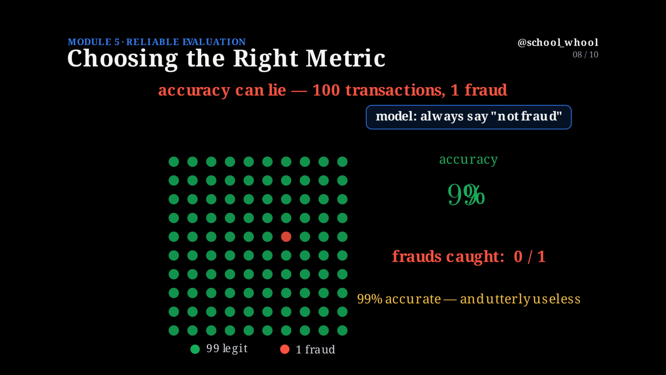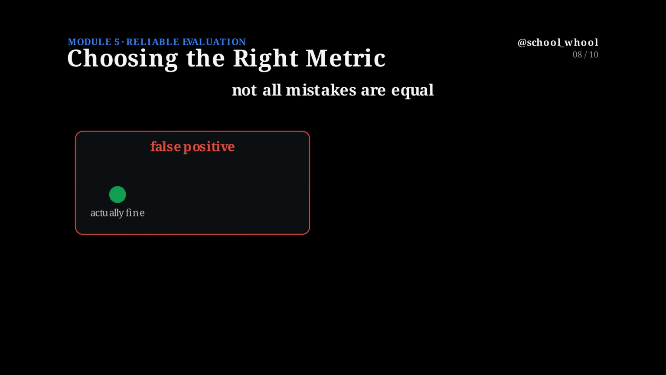It looks brilliant. But now look at the one fraud. The model missed it. Frauds caught, 0 out of 1. The single thing we cared about, and it caught none of them. Accuracy hid a completely useless model. The reason accuracy misled us is that not all mistakes cost the same.